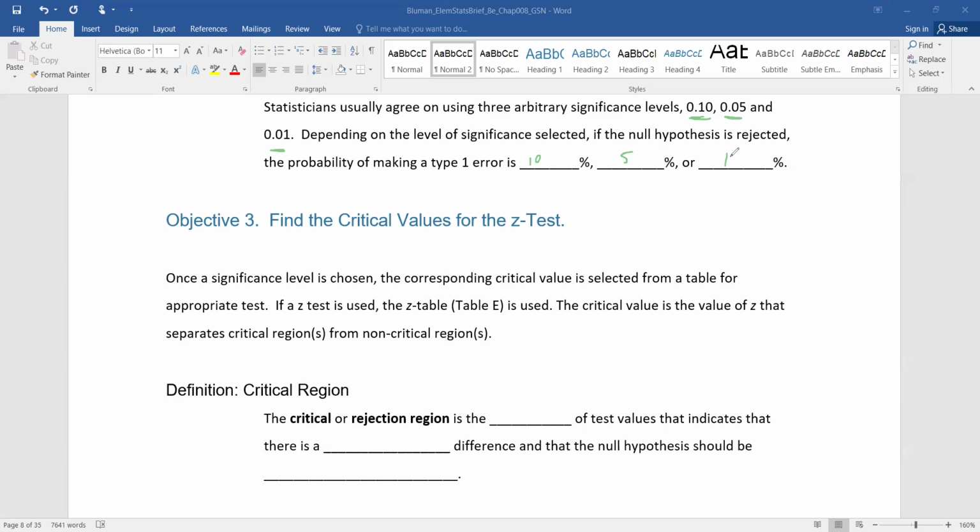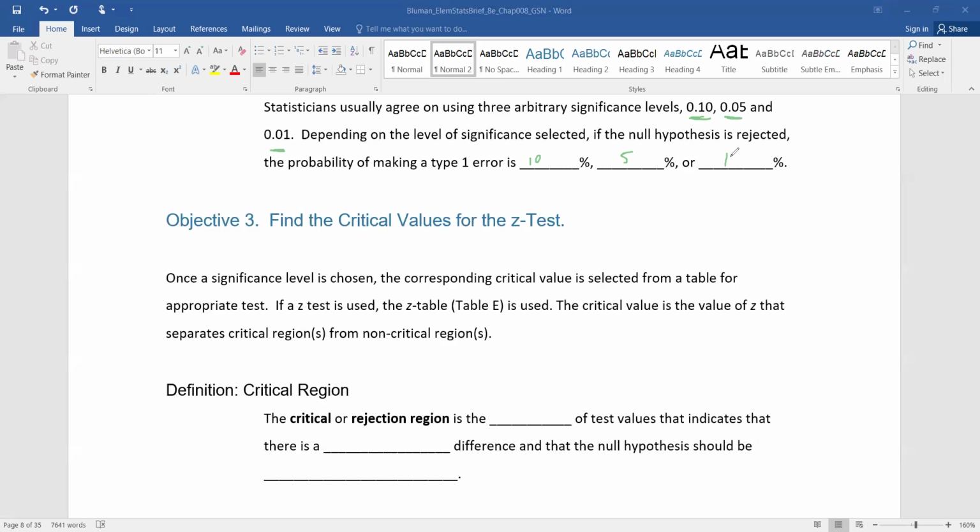Value of z that separates the critical region from the non-critical region. So we have to determine where that region is, so we can determine if the z-score that we get is less than or greater than the z-score of our region to decide: are we going to reject it? Is it in the rejection zone or not?